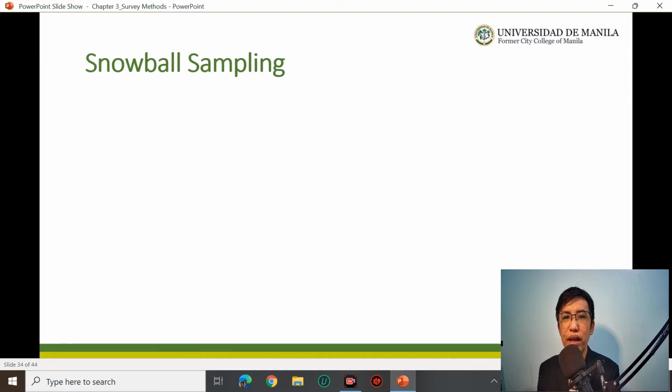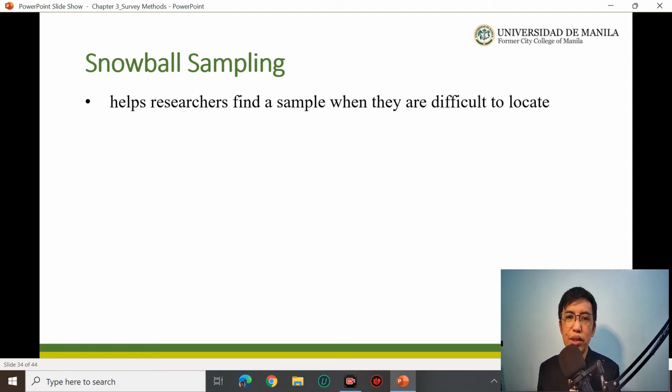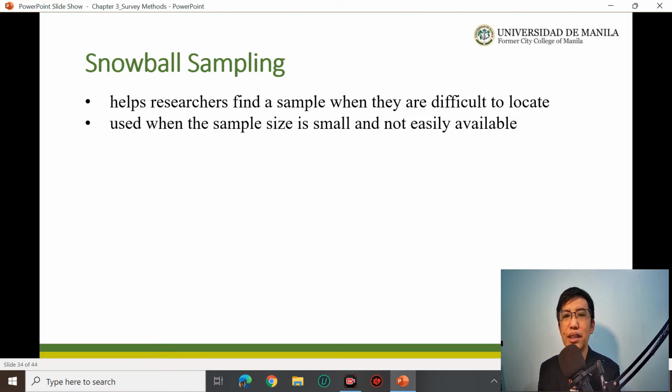Okay? And the other one, the last one, is the snowball sampling. It helps researchers find a sample when they are difficult to locate. And it is used when the sample size is small and not easily available. Ito yung kabaliktaran naman ng convenience. Kung yung convenience, nandiyan na sila kagad, readily available, ito naman, napakahirap hanapin ng inyong respondents. Say for example, sa health, yung mga may HIV. Pwede, medyo mahirap yan, di ba? Kailangan namang i-reveal nila, oy, may HIV ako, di ba?